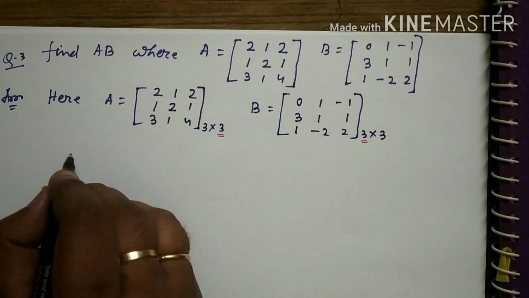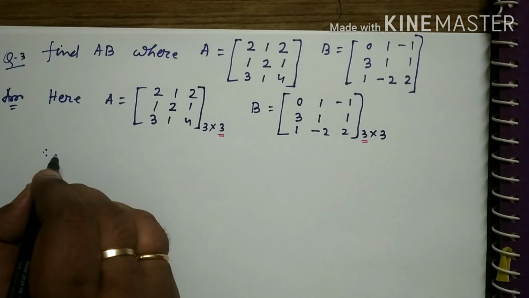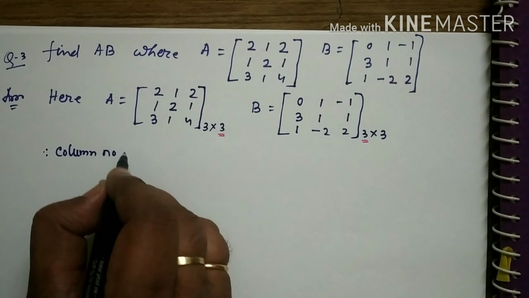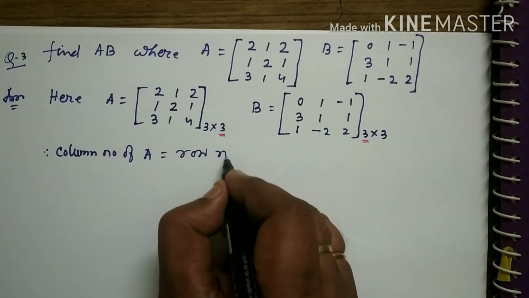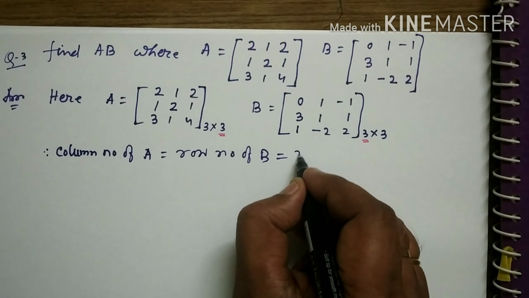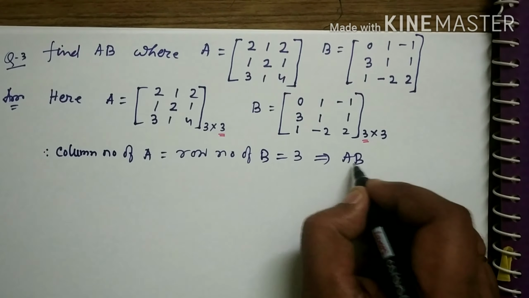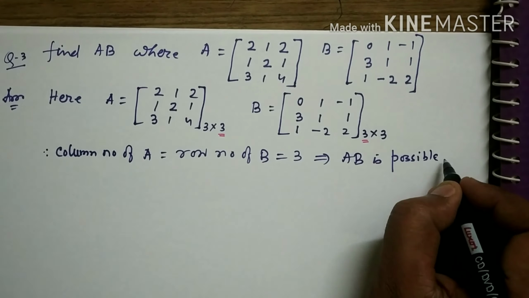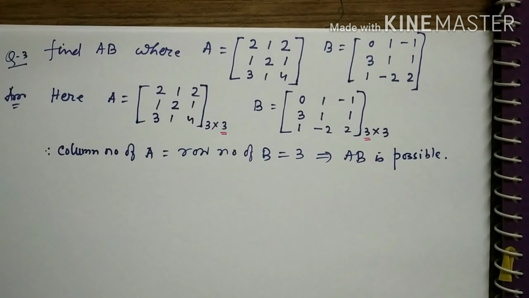So you should write: column number of A is equal to row number of B, which is equal to 3. It means AB is possible. Okay, clear?